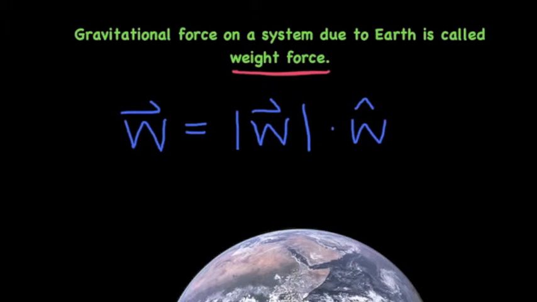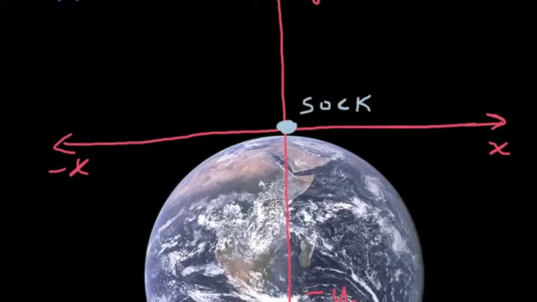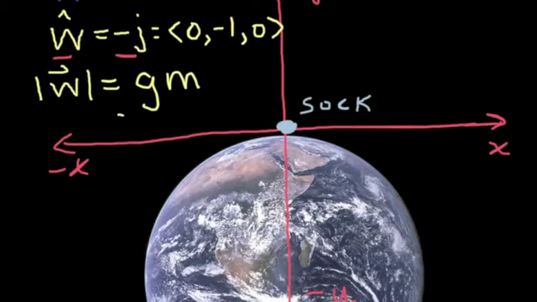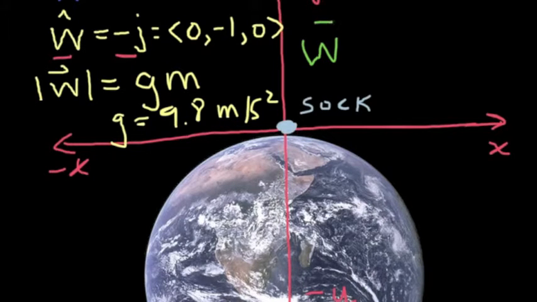Like all forces, the weight force has a magnitude and a direction. Remember, the origin of the coordinate system is at the center of the sock when the sock's velocity is zero, just before it starts moving down the negative y-axis. The negative y-axis extends right through the very core of the Earth. The direction of the weight force, represented by W hat, is equal to negative j, and the magnitude of the weight force is directly proportional to its mass, where g equals 9.8 meters per second per second. Putting this all together, the weight force is equal to negative mgj.